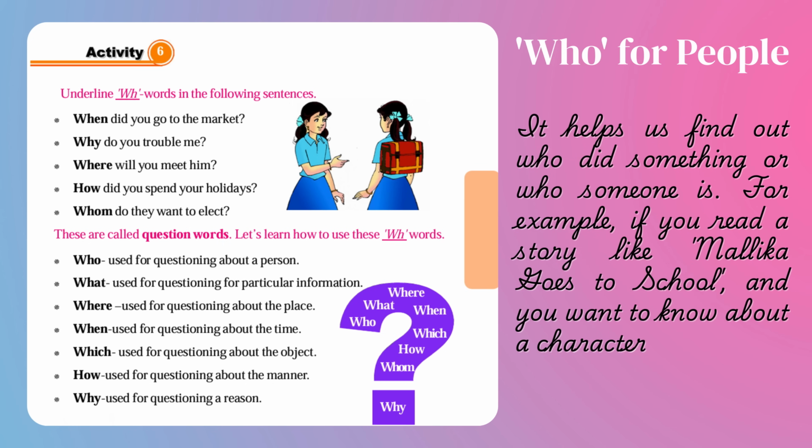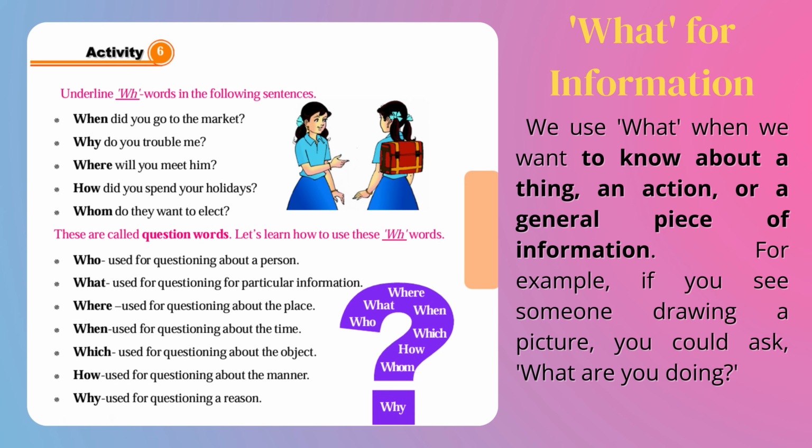Who for people. First one is who. Let's start with the WHO. The textbook tells us who is used for questioning about a person. So it helps us find out who did something or who someone is. For example, if you read a story like Malika Goes to School and you want to know about a character, you might ask, who is Malika? The answer would be about the girl in the story.